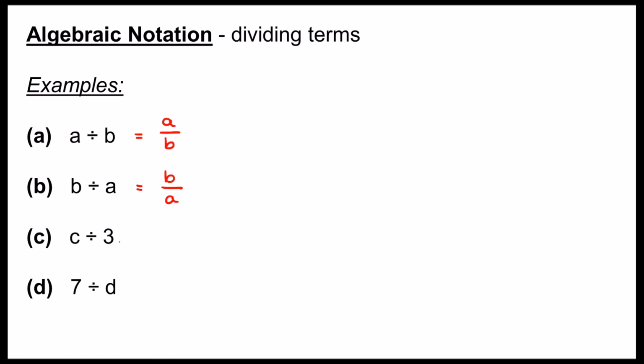It works exactly the same with numbers, so in part C, C divided by 3 would just be C on the top and 3 on the bottom of my fraction, and for part D, which is 7 divided by D, 7 goes on the top and D goes on the bottom, so they would be my answers.